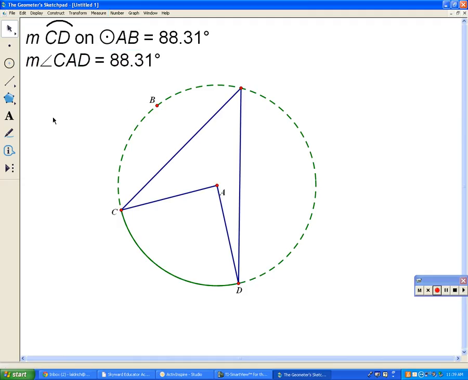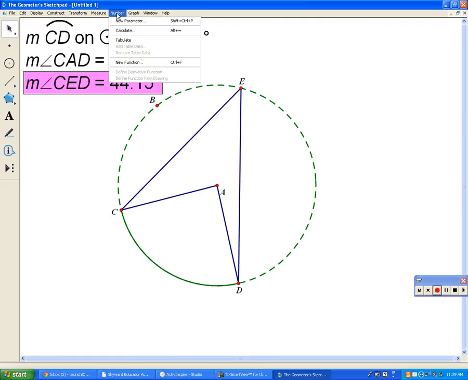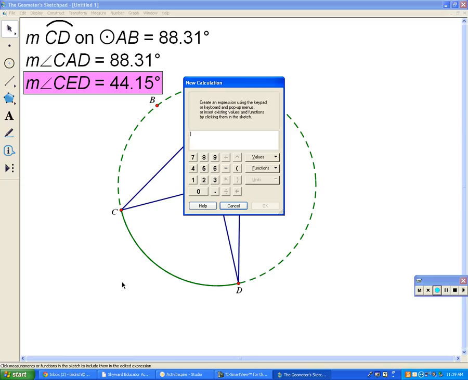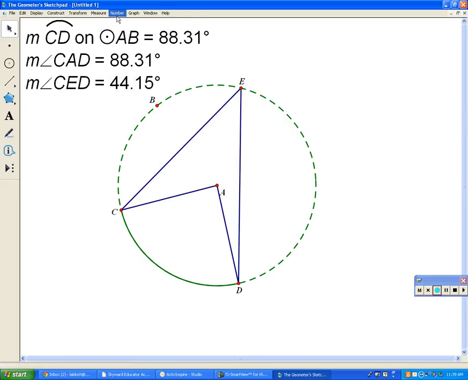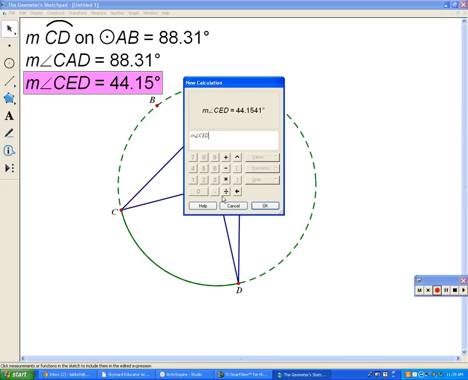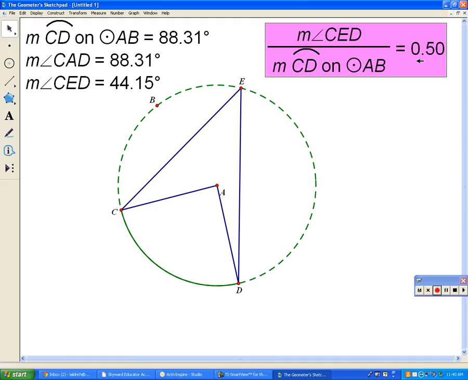88.31 degrees, okay? Does this angle right here look like it's the same measure as this one here? Totally the same. Yep, okay. Exactly the same. Well, let's measure it and see. Okay, no, totally not. All right. It's about what? It's about half. Okay, so if I take this thing right here and divide it by that, you're saying I'm going to get a half? Okay, yeah, about. How about exactly?